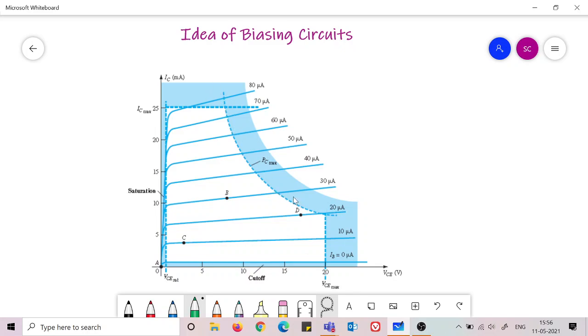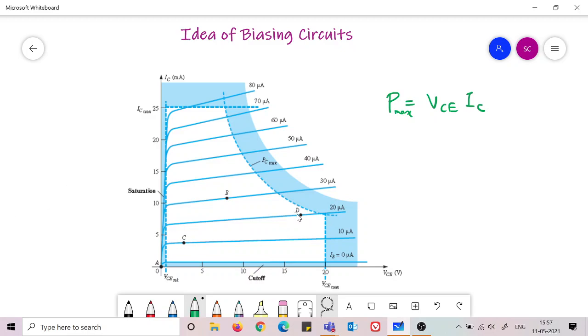How this PC max is drawn is something you need to understand. Power is nothing but VCE into IC, the transistor power. We are not talking about any other power. That is the power dissipated through a transistor, VCE into IC. When we have two variables in multiplication, this gives us a hyperbolic curve. We know a hyperbolic curve can be drawn when this is a constant. This is the P max, so this is simply xy equals constant. That sort of curve you are able to draw here.